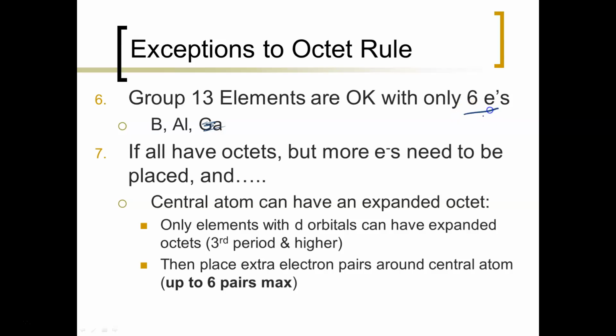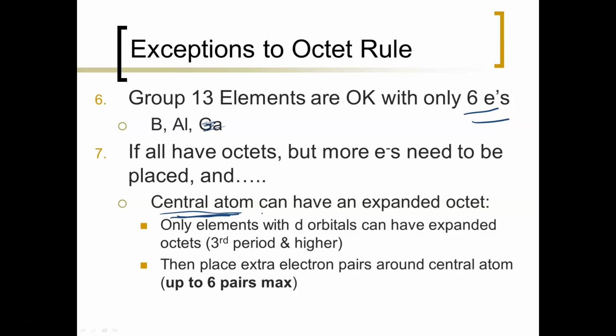Now they're okay with 8 as well. So don't think boron can't have an octet. It definitely could, but it's okay with 6. And then step 7, if everything has an octet, but more electrons still need to be placed, you can put them on the central atom. These are called expanded octets. Only honors and AP students are responsible for these.